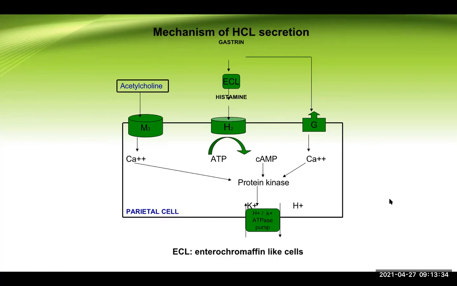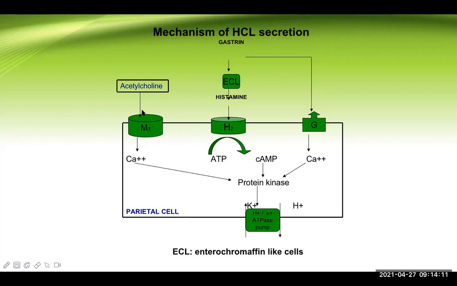Now, another important thing I want to discuss with you is how hydrochloric acid is secreted by the parietal cells, or oxyntic cells, of the stomach. So this is the parietal cell. You can clearly see the receptors here. These are the three main receptors present there. One is the acetylcholine receptor, the muscarinic receptor, M for muscarinic.